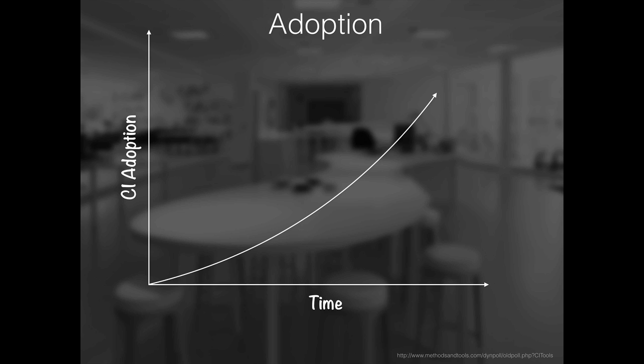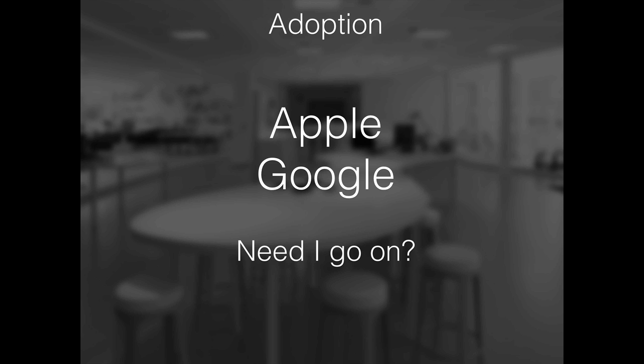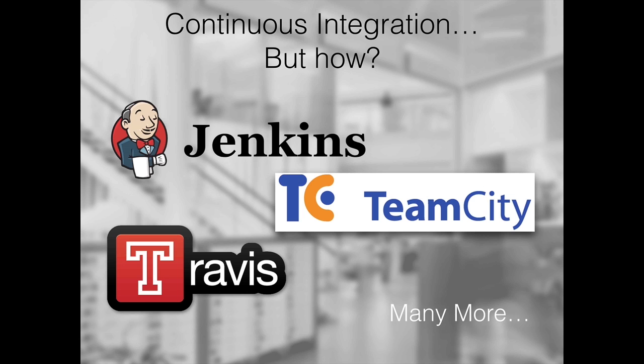So the adoption rate. How quickly is continuous integration being adopted? Well, it was originally introduced in extreme programming and ever since has just skyrocketed. There are many companies using it today, even companies like Apple and Google. So what does it take to get up and running with continuous integration? Well, it's not that difficult, and there's actually lots of tools out there that will help you do this. Jenkins and TeamCity and Travis CI are just a few that I recommend you check out.